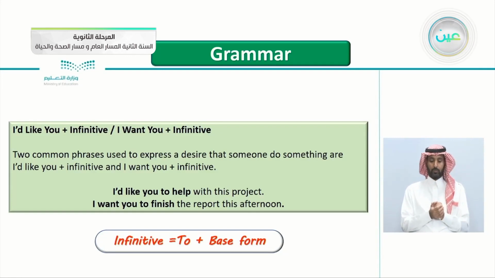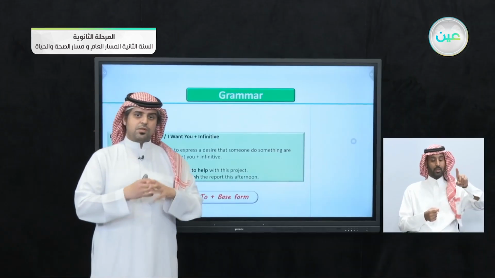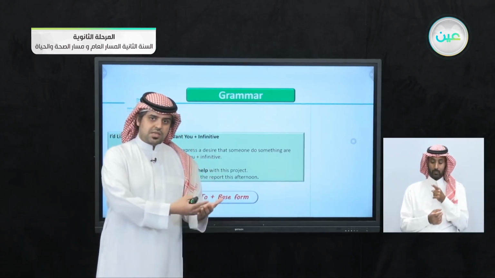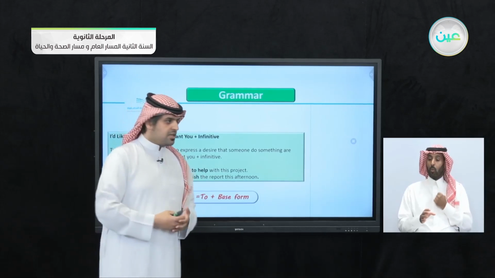So again, 2 common phrases used to express a desire, a desire that someone do something, are I'd like you plus the infinitive, and I want you plus the infinitive. The key word here is desire. When you desire something, when you want someone to do something, you use these expressions. I'd like you to sit, or I want you to sit.